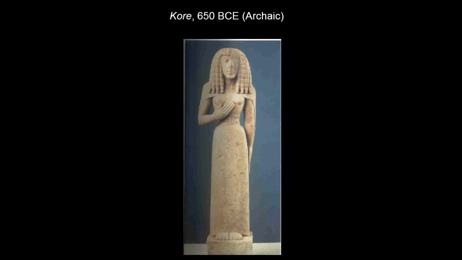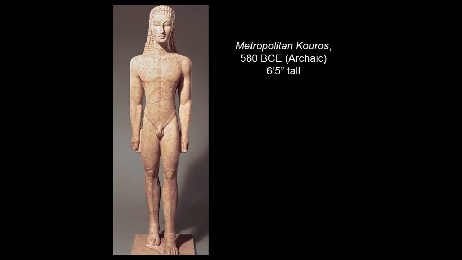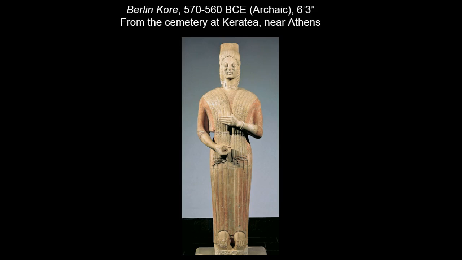Korei, the female figures, differ a little more from sculpture to sculpture. Each korei is clothed, but the clothes often vary, as can the style of hair. See that here with the Berlin korei. The poses of the korei also differ. The Berlin korei is fairly typical in that she's offering something to the viewer, perhaps a pomegranate.